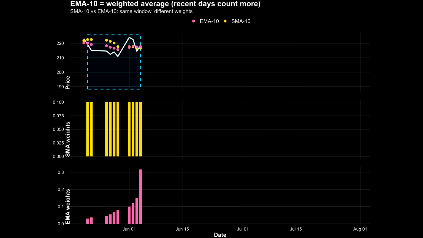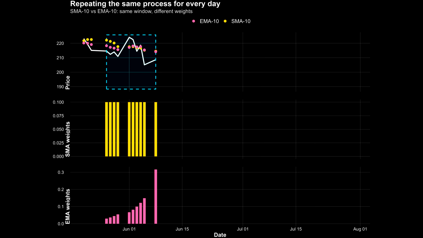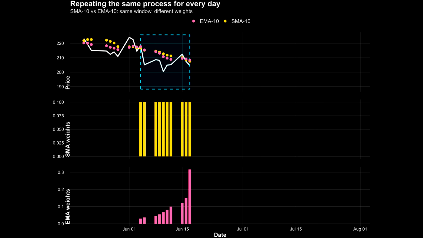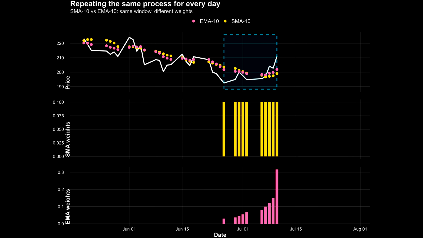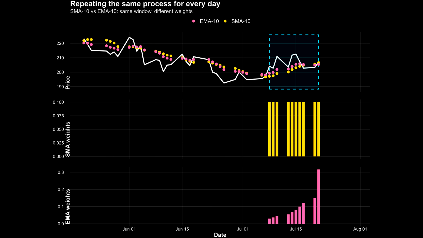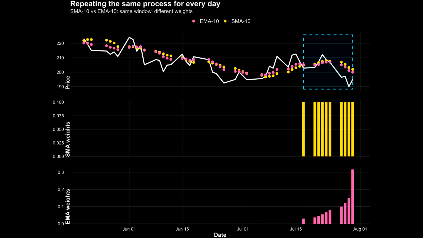completely concrete. The white line is raw daily price. The yellow dots are the 10-day SMA. The pink dots are the 10-day EMA, and notice how closely they track each other on top of price. That's expected, since both are built from the exact same 10-day window. The real story is in the 2 panels below.